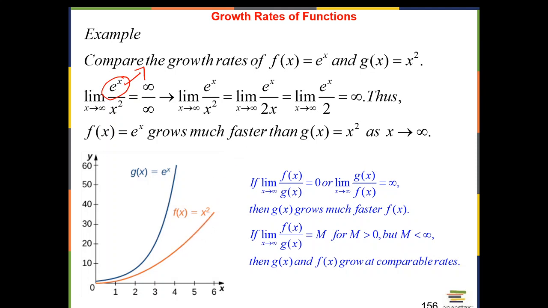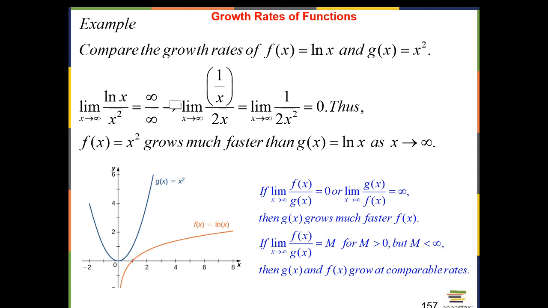All right, let's look at another example. What about ln x compared to x squared? Here's x squared going to infinity, and here's ln x going to infinity. Obviously it looks like ln x is not catching up. So we take the derivative: 1 over x over 2x, which is 1 over 2x squared, and when x goes to infinity, that's 0. That means the denominator grows much faster than the numerator. So in this case the ratio goes to 0.